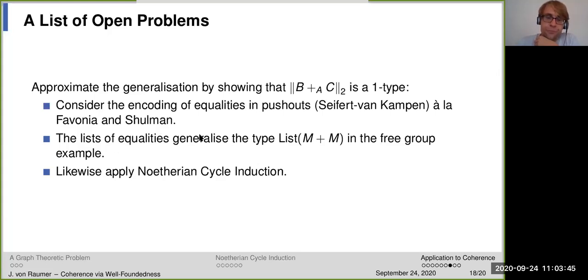And basically take those lists of equalities, which are the core of this encoding, and have them as a replacement for the lists of the elements of M that we used in the whole proof for the free group. And then we can apply Noetherianity and cycle induction in very much the same way as we did for the free group example.